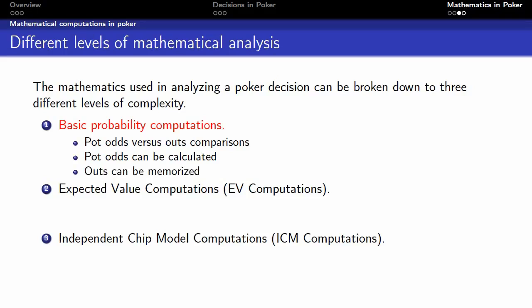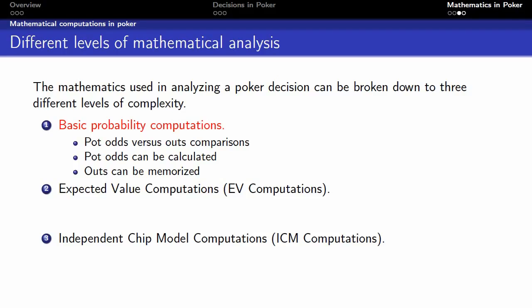And of course, by saying outs can be memorized, I'm not saying that you can memorize that you have 9 outs to hit a flush. No, I'm saying if you have 9 outs, what are the odds of you winning the hand or going into the river? Or if you have 12 outs, what are your odds of winning the hand? So basically, you can memorize based on how many outs you have what your odds of winning the hand are, and then you can just compare that number to the pot odds you calculated in your head. So this is something that I would say most people can do in the heat of the moment at the poker table.